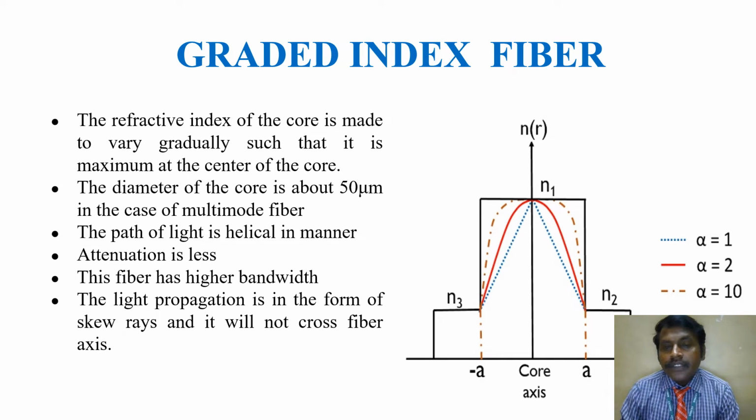So that represents the N of R refractive index profile. N1 represents the core refractive index and N2, N3 are the cladding refractive index, so N2 equals N3. Here the alpha value equal to 1 represents the triangle profile. When alpha equals 2, it is called a parabolic profile. When alpha is 10 or more, the gradient index fiber is converted into a step index fiber.